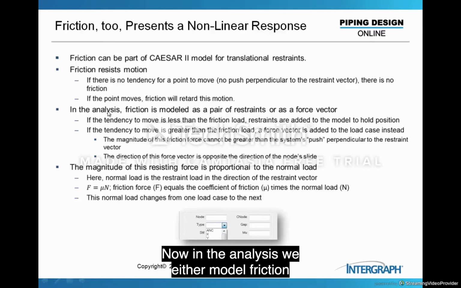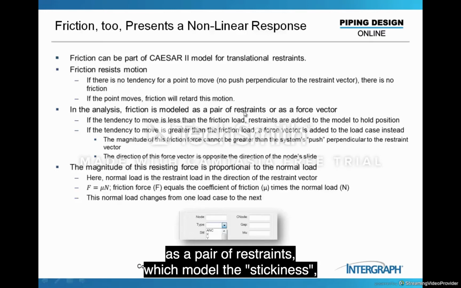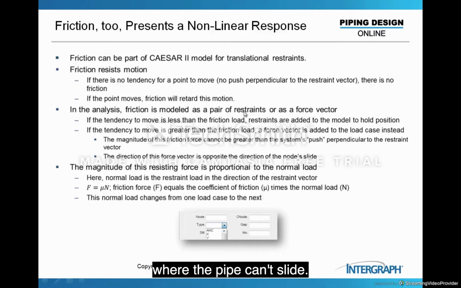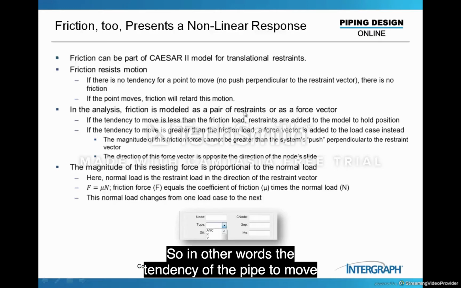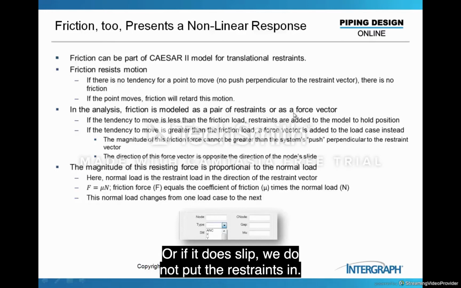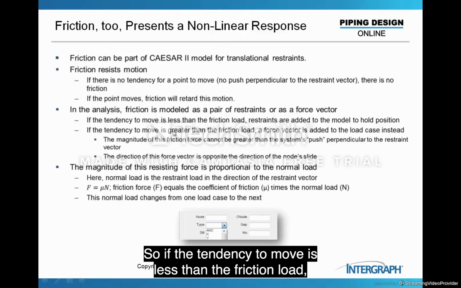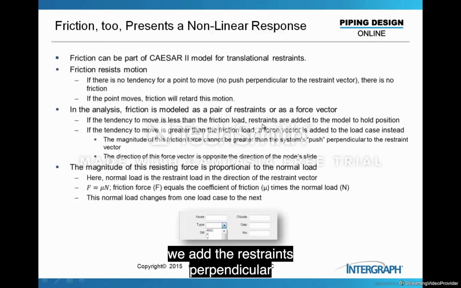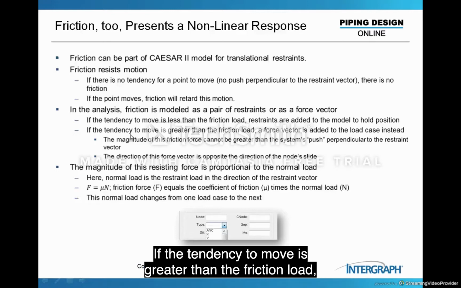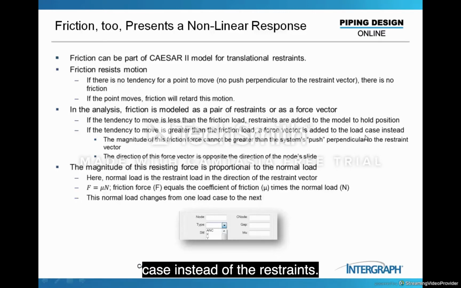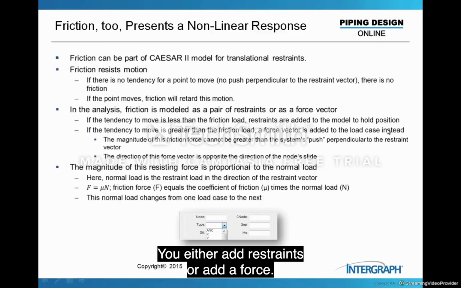Now, in the analysis, we either model friction as a pair of restraints which model the stickiness, if you will, of the support surface where the pipe can't slide. So in other words, the tendency of the pipe to move is less than the friction accumulated at that point. Or if it does slip, we do not put the restraints in. Instead, we put a force vector in the model. So if the tendency to move is less than the friction load, we add the restraints perpendicular to that normal load. If the tendency to move is greater than the friction load, a force vector is added to the load case instead of the restraints. Either add restraints or add a force.